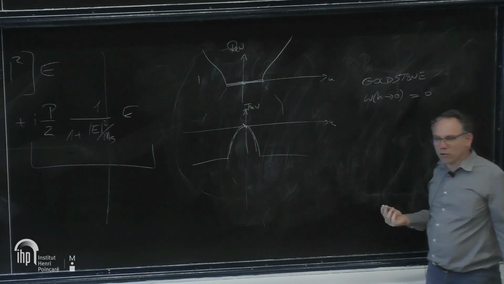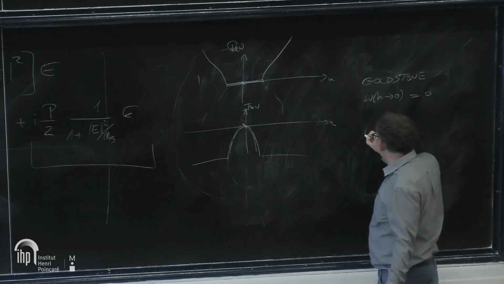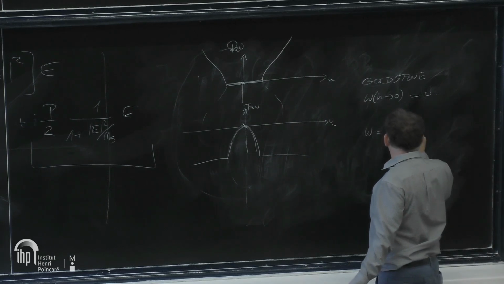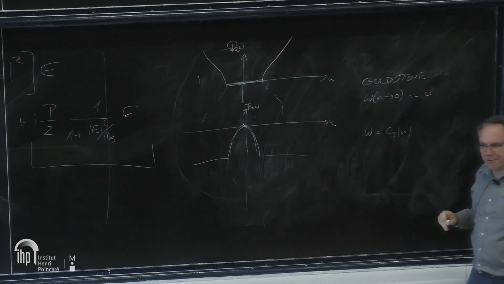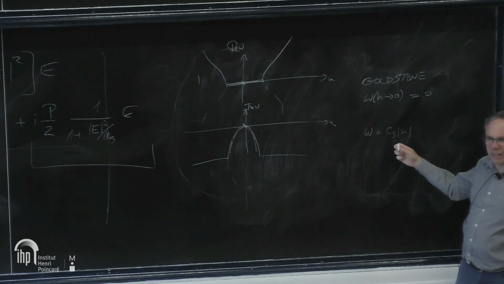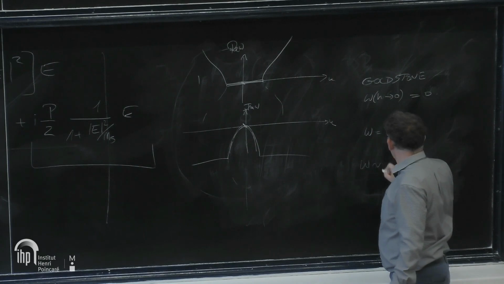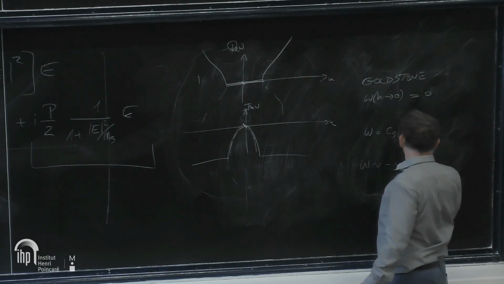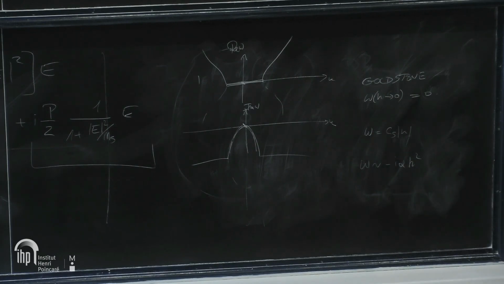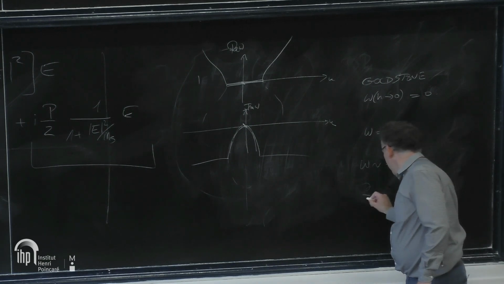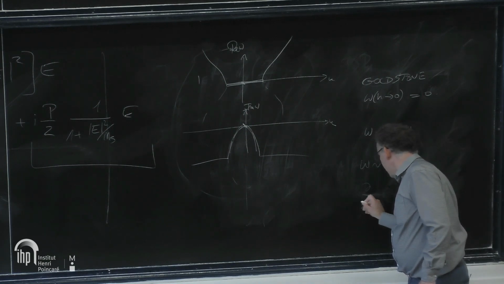But it does not go to 0 as it happens, for instance, in an atomic condensate, which has this form. This would be sound wave. It goes as minus i alpha k square, which is the Fourier expression for a heat equation.